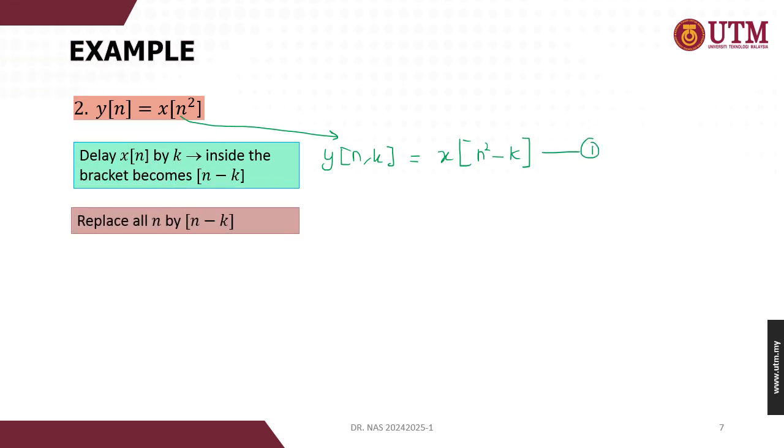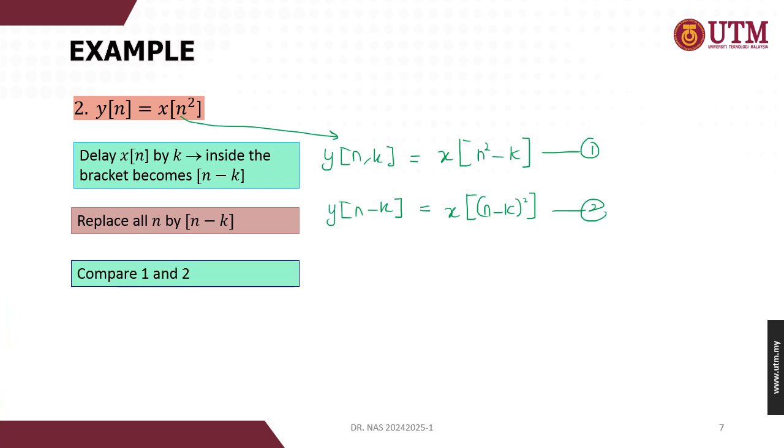Second, replace all n inside and outside the bracket by n minus k. So y(n minus k) equals x((n minus k) squared). So this is the second equation. Third, compare both equations 1 and 2. In this case, we notice that 1 is again not equivalent to 2. So the system is time variant.